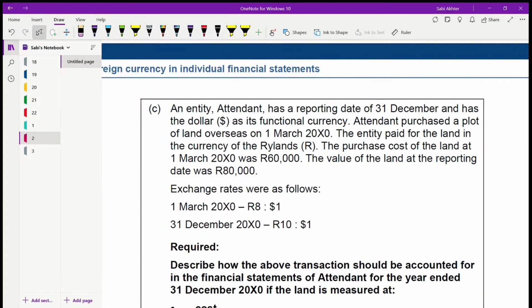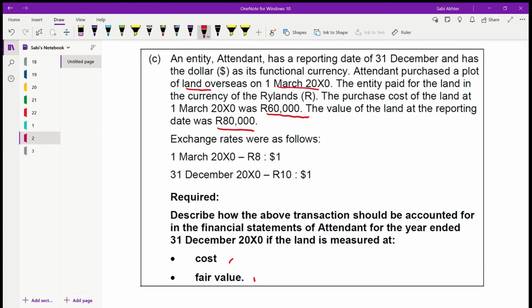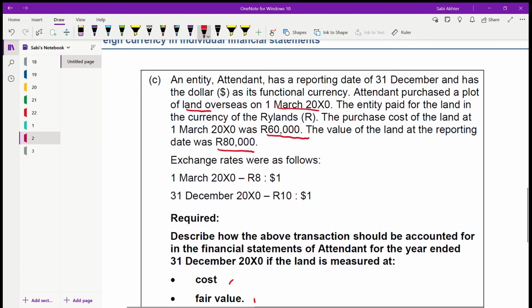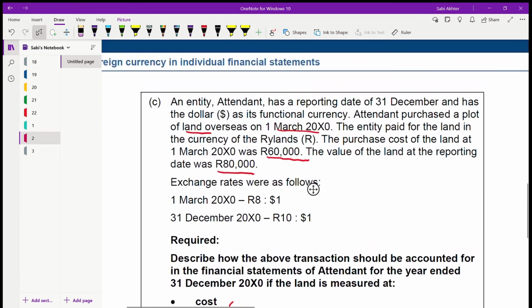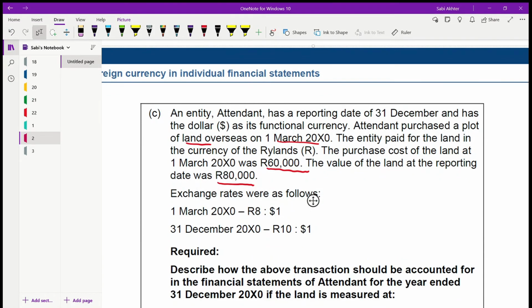An entity, okay, so same thing, everything is repeated. Here they have purchased a land at this date and paid for the land in the currency of Ryan. The purchase cost is this much, and at the reporting date, that means at the year end, statement of financial position, this is the value for the land. You have been given how this land should be measured: one is at cost, one is at fair value. Let us first go through the cost. So you see 60,000, purchase cost, and the value of the land at the reporting date was 80,000. So let us go by that 60,000 first.